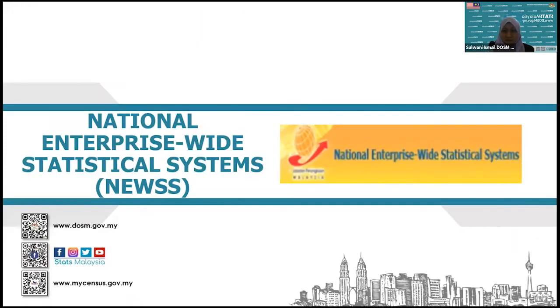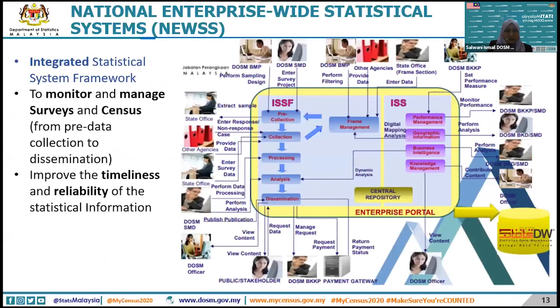Okay, next system is the National Enterprise-wide Statistical System, or in short, we call it NEWS. Prior to the development of NEWS, DOSM had approximately 71 application systems, which were silos and maintained on various platforms and databases, and also using different programming languages. So when we have NEWS, most of the applications are now using the same platform, database, and programming language.